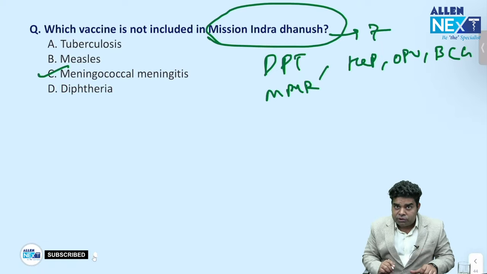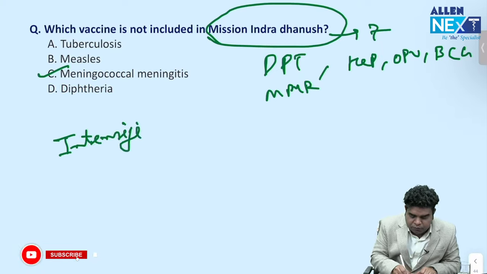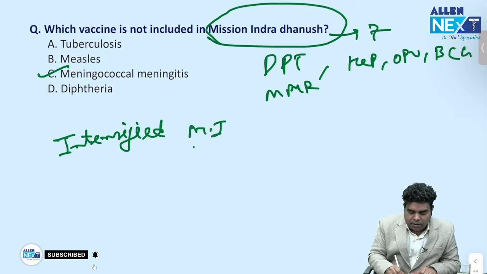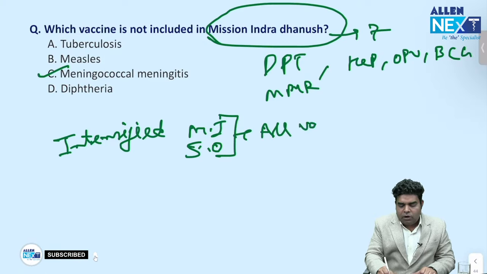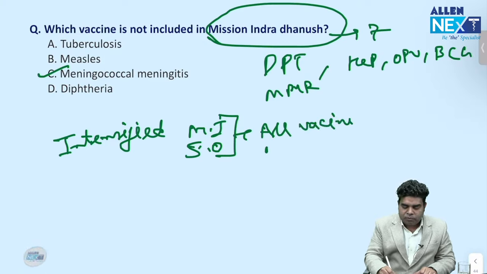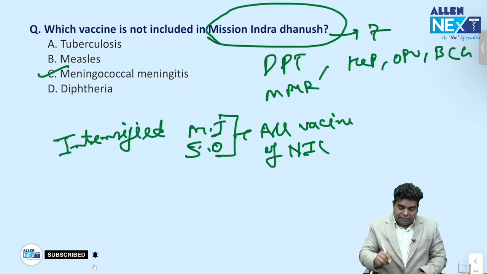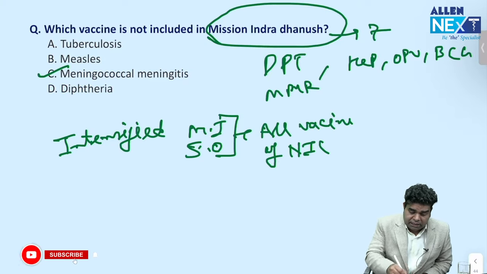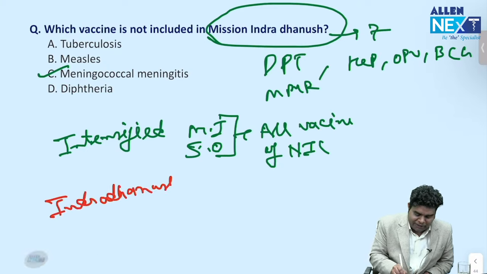But now Mission Indradhanush is no more. Now we have Intensified Mission Indradhanush 5.0. And this 5.0 includes all vaccines of the National Immunization Program. Okay. All the vaccines are included. One more thing is, if you see the question on Indradhanush scheme, what is that?